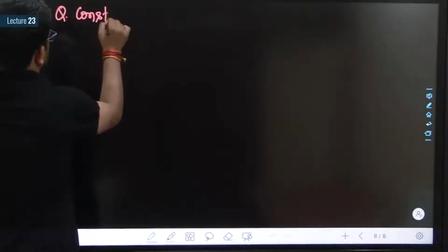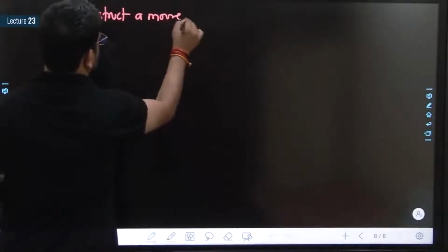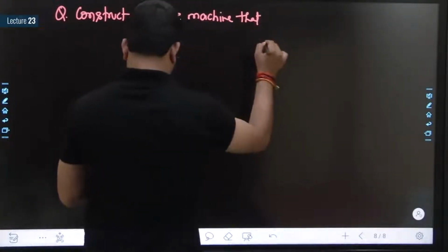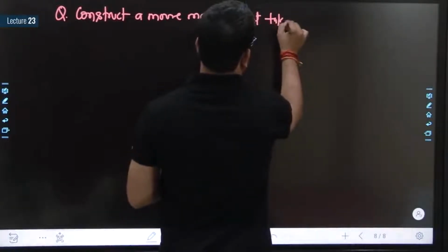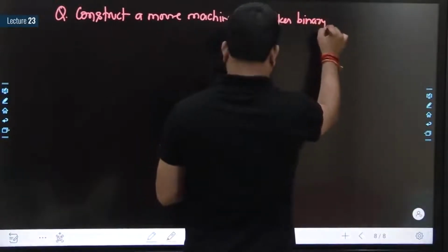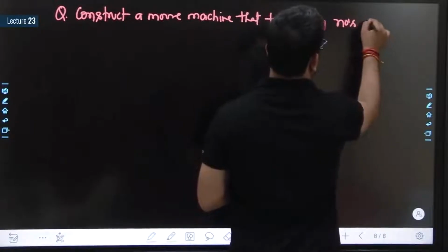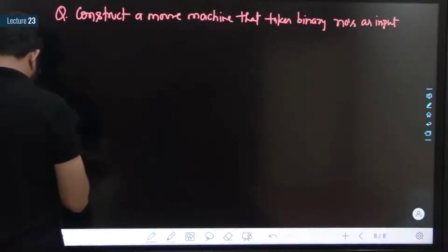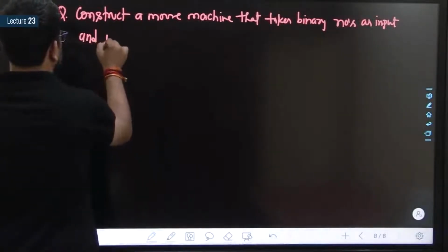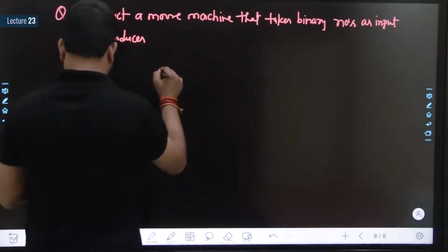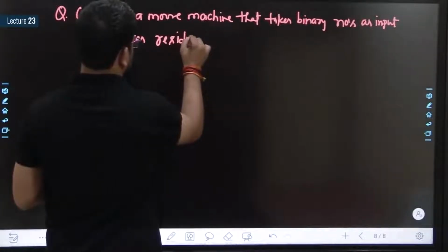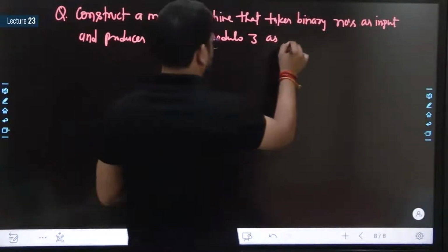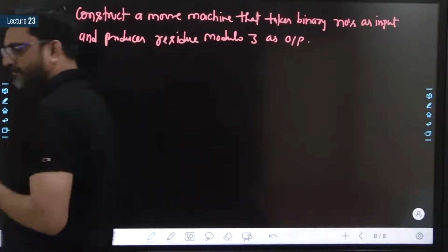Construct a Moore machine that takes a binary number as input and produces residue modulo 3 as output. What do you mean by this?